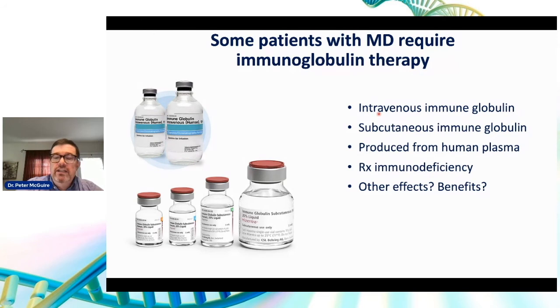So there's an intravenous form, where you get it in the vein. There's a subcutaneous form. And as I said, it's produced from human plasma, from anywhere between 10 to 100 individuals. And it's used to treat immunodeficiency. It's a little bit of a black box in terms of how exactly it works, because there are many other effects of immunoglobulin therapy, which we just don't understand yet.